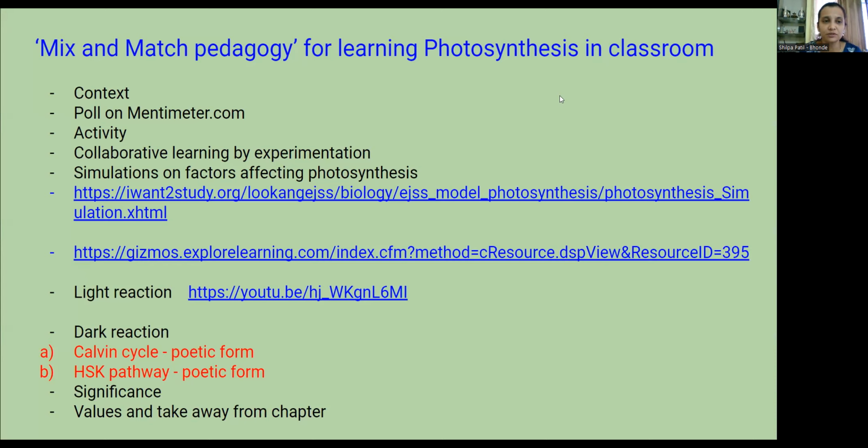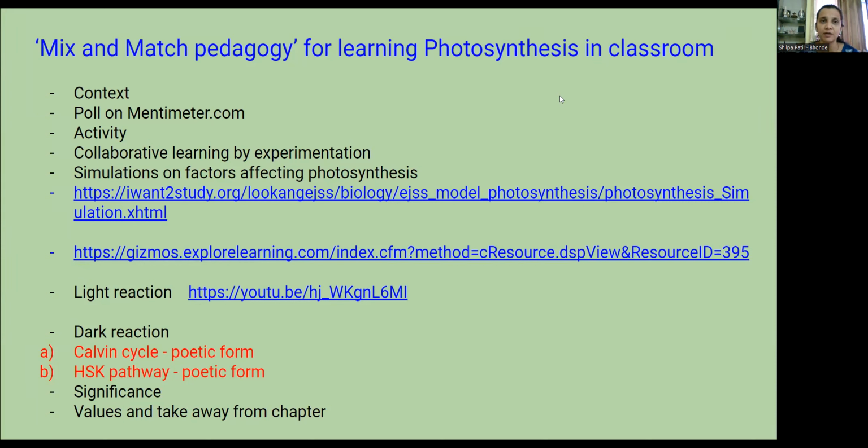Today, I would like to discuss mix and match pedagogy. Basically, what is this idea? The idea behind mix and match is that instead of using one innovative pedagogy, we can use multiple innovative pedagogies for designing a unit or topic.